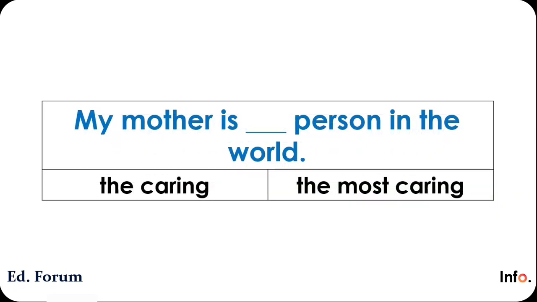Okay. My mother is dash person in the world. The caring or the most caring. Whenever you are using the superlative degree of an adjective, the most caring, the most beautiful, right? The smartest, the nicest, the richest. So we always put the. So the is actually the right answer over here. My mother is the most caring person in the world. Inarguably and undoubtedly, it is a true statement.